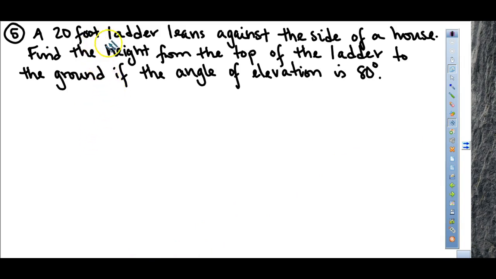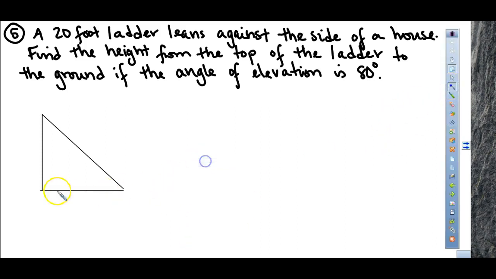Okay, so we've got a 20-foot ladder that leans against the side of a house. Find the height from the top of the ladder to the ground if the angle of elevation is 80. We're going to talk about this angle of elevation thing, in case you forgot it from Math 3. All right, but you've got the side of a house here. We're going to lean a ladder up against it, and of course, hopefully the house and the ladder are on the ground. Wouldn't that be nice?